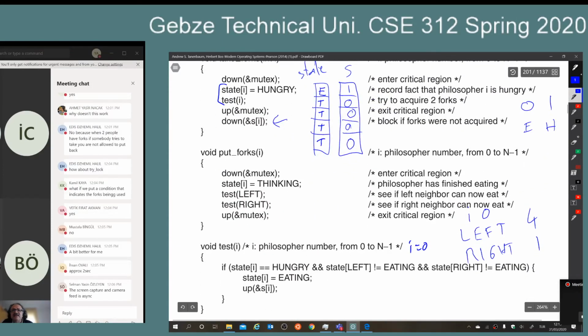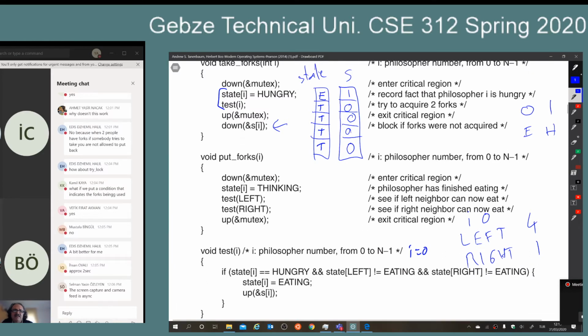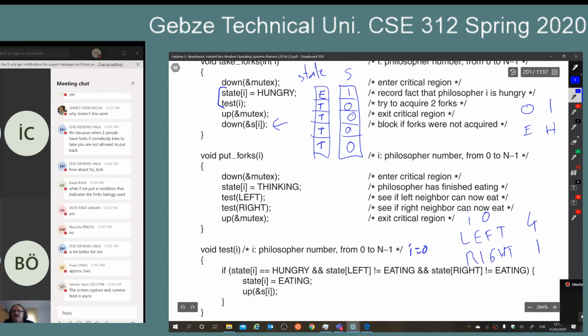So let's say that my left or right is eating. In that case, I won't set my state I to eating, and I will not up my semaphore. When I come to this part, down S I, I will get blocked here because I did not up my semaphore. My semaphore is going to be 0 again, and I won't be able to continue. I will be blocked. So if one of my neighbors, left or right, or both of them are eating, then that will get me blocked here.